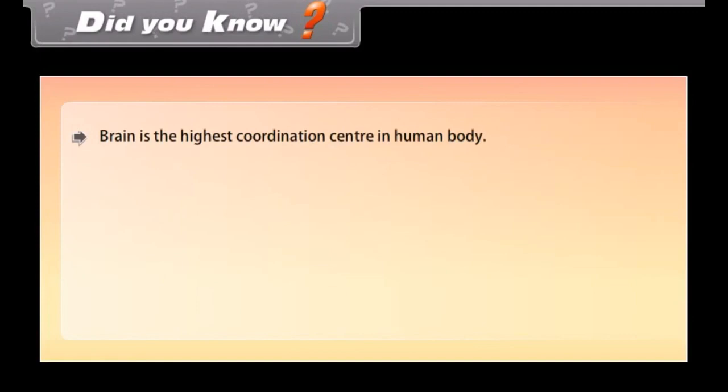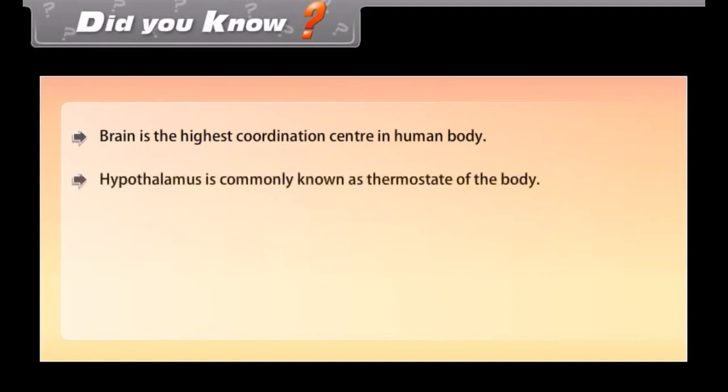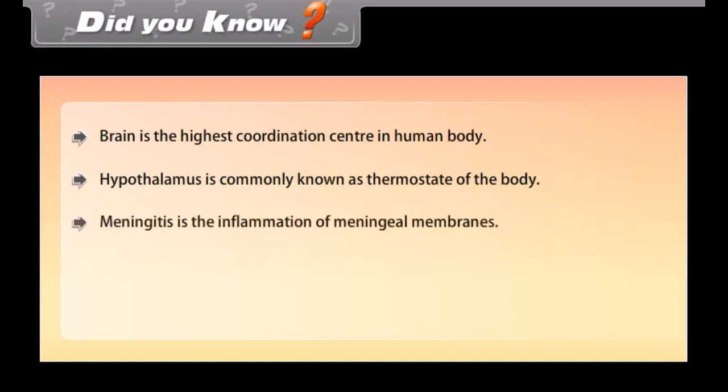Did you know? The brain is the highest coordination center in the human body. Hypothalamus is commonly known as the thermostat of the body. Meningitis is the inflammation of meningeal membranes. Cerebellum is also known as the little brain.